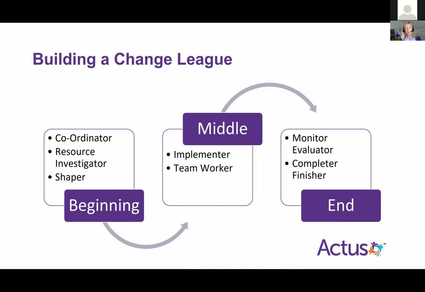And Belbin talks about allowable weaknesses. So the allowable weakness of a resource investigator is finishing. They're not very good at closing things down and finishing things. So as you can see, I've got them at the start of the activity.